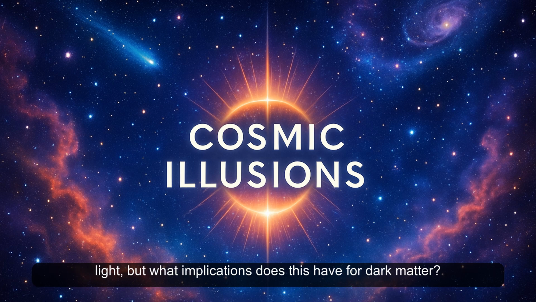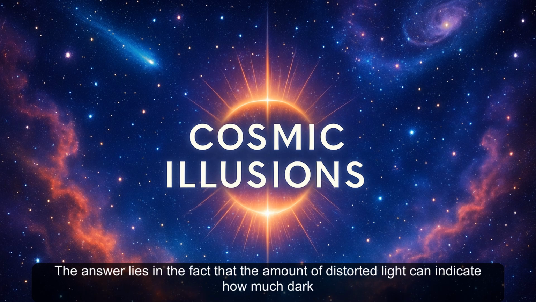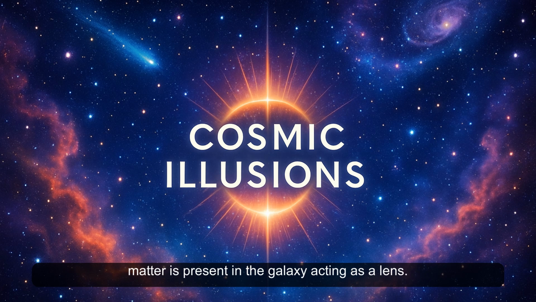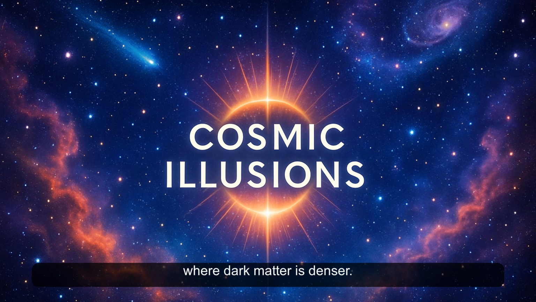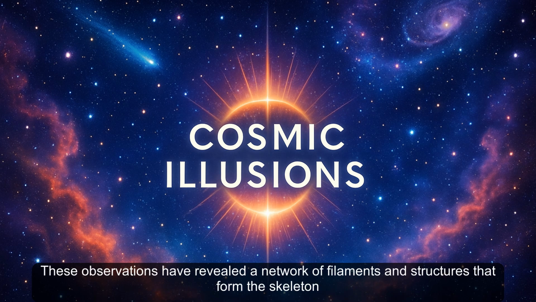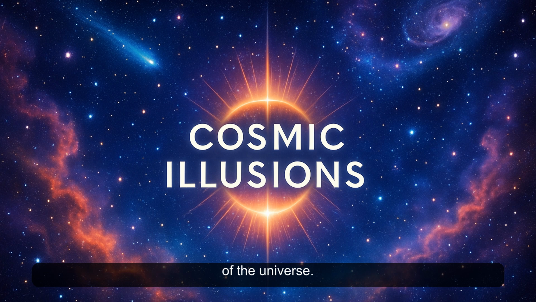But what implications does this have for dark matter? The answer lies in the fact that the amount of distorted light can indicate how much dark matter is present in the galaxy, acting as a lens. Through gravitational lenses, scientists have been able to map regions of the universe where dark matter is denser. These observations have revealed a network of filaments and structures that form the skeleton of the universe.